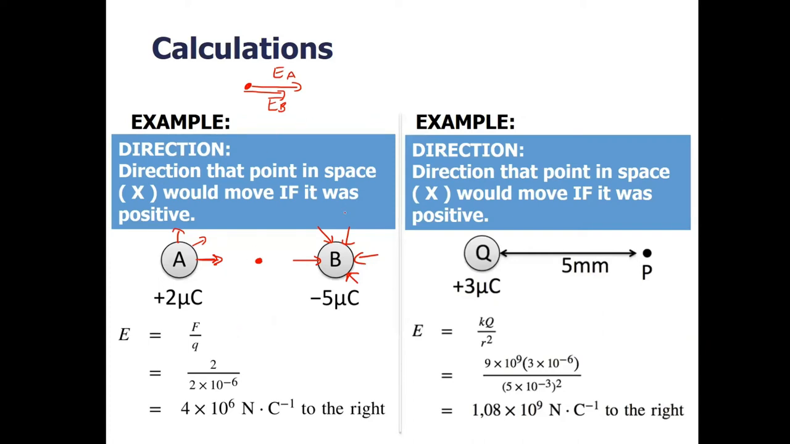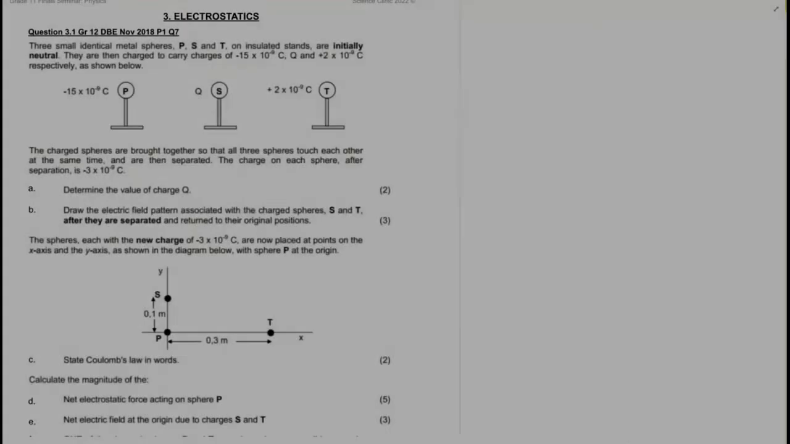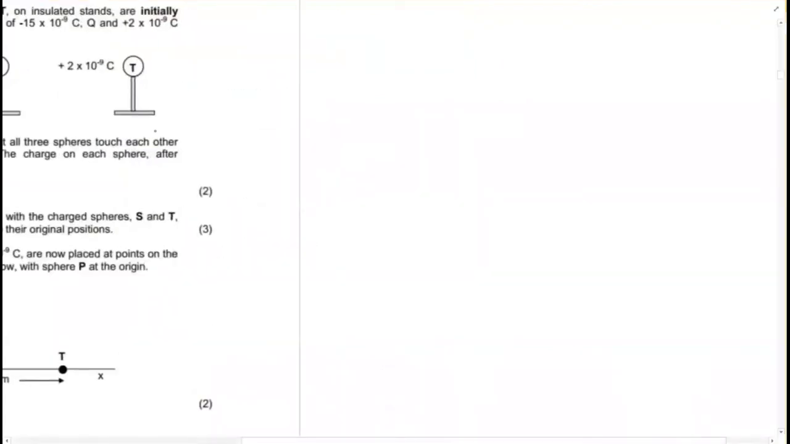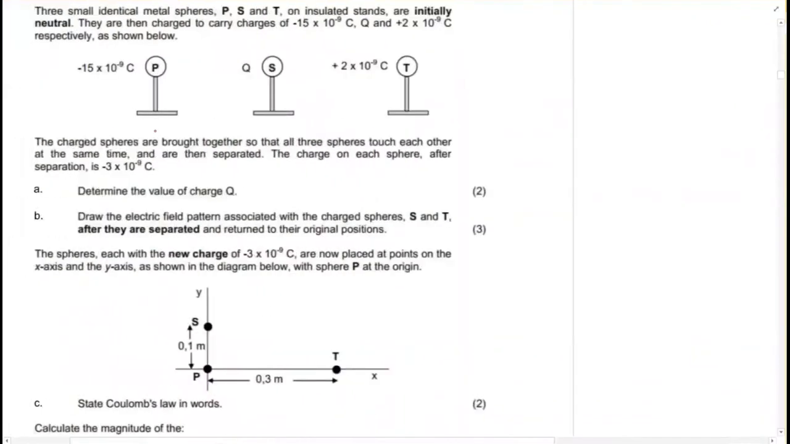Okay, so that brings us then to the end of the theory. We are going to look at question number 3.1. So for 3.1, we've got 3 small identical metal spheres, P, S, and T, on insulated stands. They are initially neutral. I'm just going to try and enlarge this slightly. Hang on, this thing is very sensitive. Oh, so sensitive. There we go.